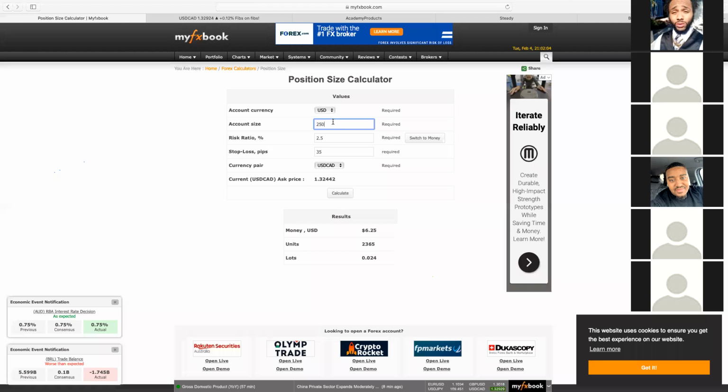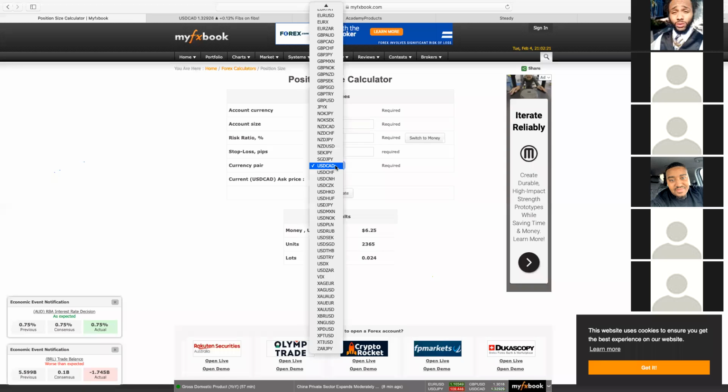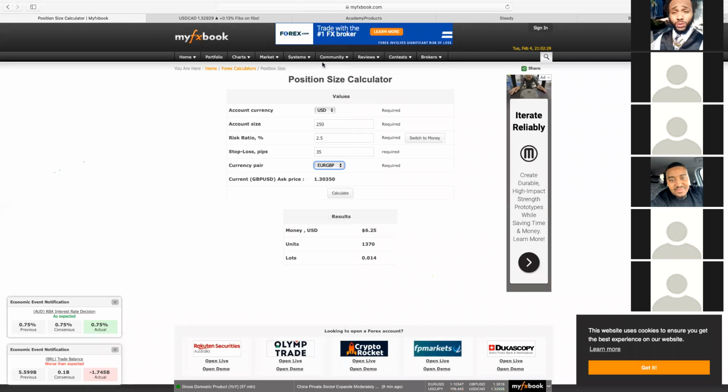Let's say you're looking at this trade, EUR/GBP, $250 account, and you're like, yo, I'm going to be a little bit bold. Greg only trades 2%, but I want that 2.5%. 35 pip stop loss. And then let's look for EUR/GBP, because you want to put in the specific pair, because not every pair is the same value, guys.